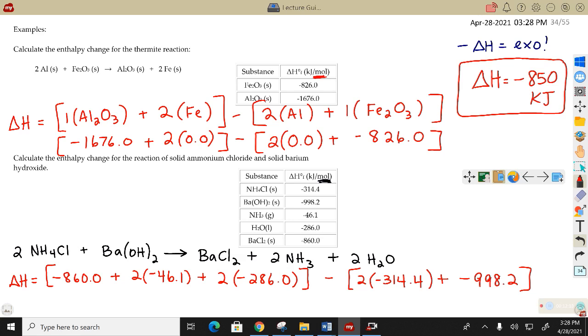So if I plug all this in my calculator, on the product side, I'm getting this to be about negative 1,524.2 minus, let's simplify this side too. So if I plug this in, it is negative 1,627.